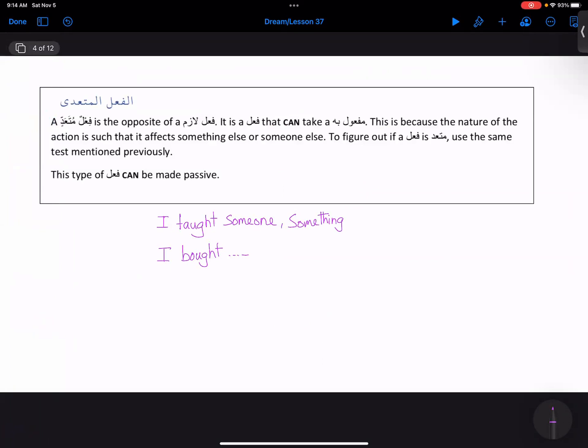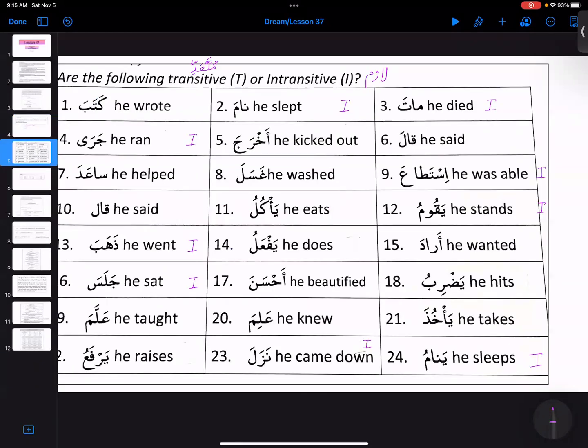Okay, now a fail mutaddi is the opposite of fail lazim. It is a fail that can take a maf'ulun bihi. This is because the nature of the action is such that it affects something else or someone else. To figure out if a fail is mutaddi, use the same test mentioned previously. This type of fail can be made passive. For example, I say, I taught someone something, right? Both make sense. So now this is an example of fail mutaddi. I bought something, fail mutaddi, right? So this is a quick and easy way to figure it out.